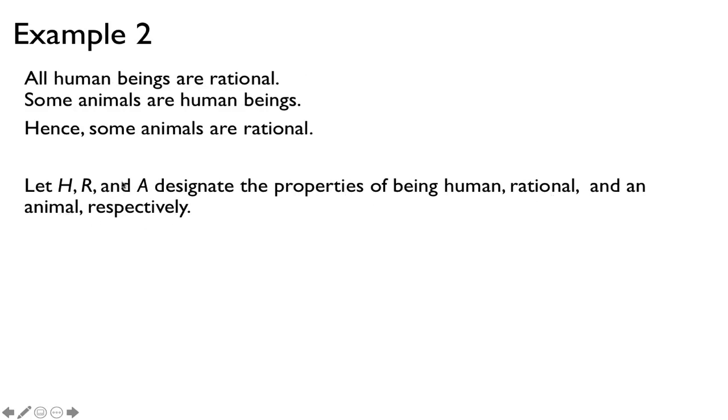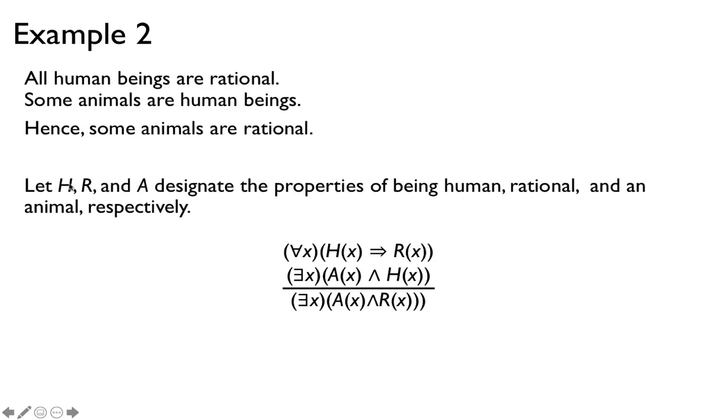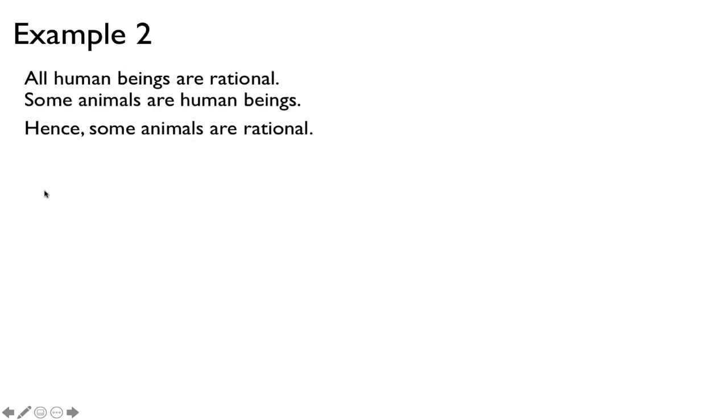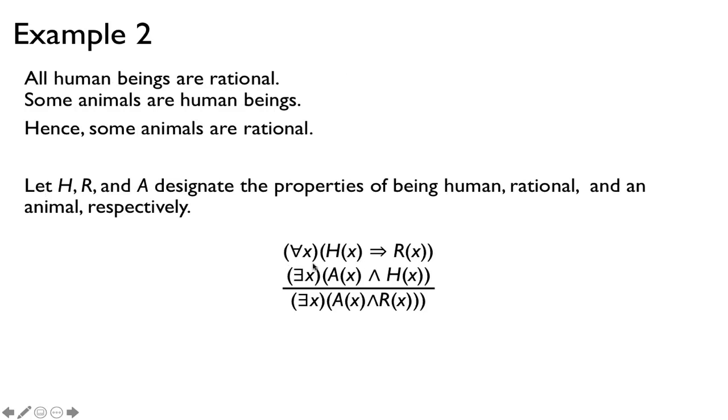These are again predicates. Notice these predicates are called one-place predicates, meaning they take one argument. Earlier we saw that F is a two-place predicate. It takes two arguments. And so for all X, if X is human, then X is rational. There's at least one X, at least one object X, such that X is an animal and X is human. So that's the second sentence.